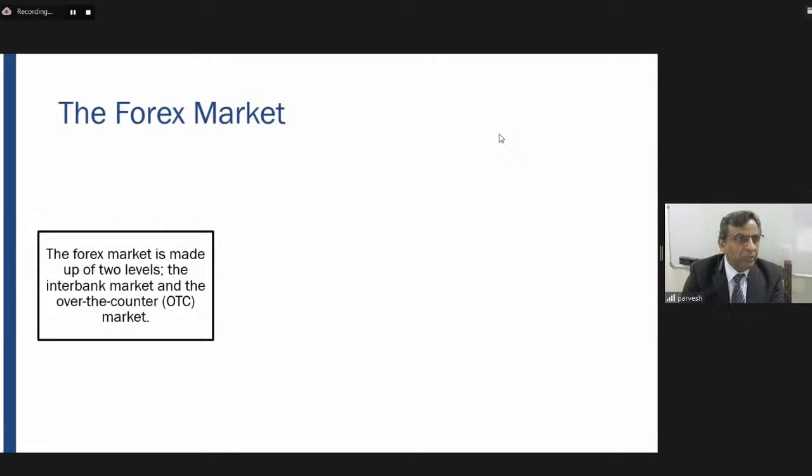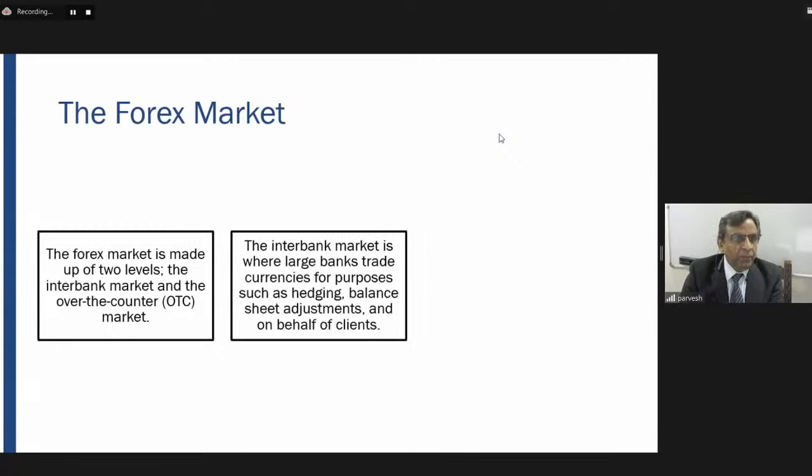The forex market is made up of two levels: the interbank market and the over-the-counter market. In the interbank market, only the banks themselves trade, either on their own behalf or for large companies. In the over-the-counter market, the brokers come in, and individual retail traders come to this market to trade currencies. The interbank market is where large banks trade currencies for purposes such as hedging, and we'll understand what hedging is later on, and balance sheet adjustments, and on behalf of clients.